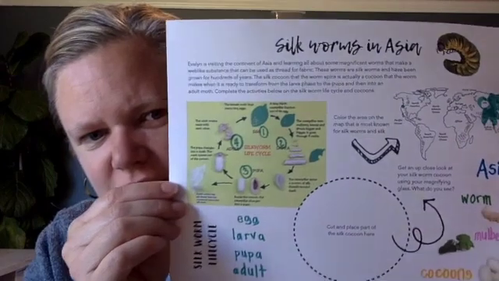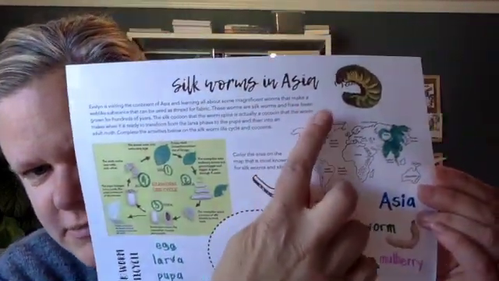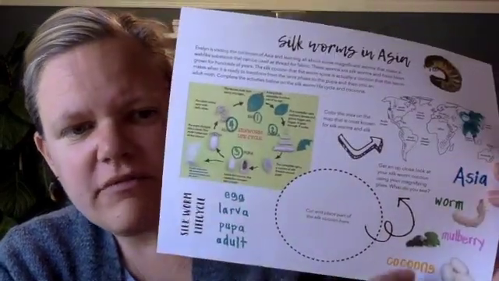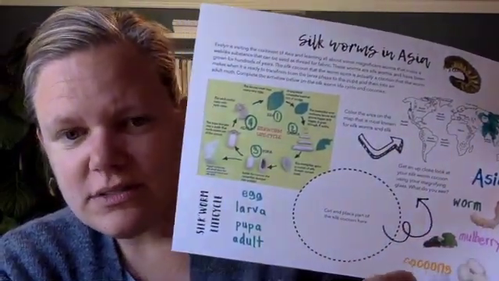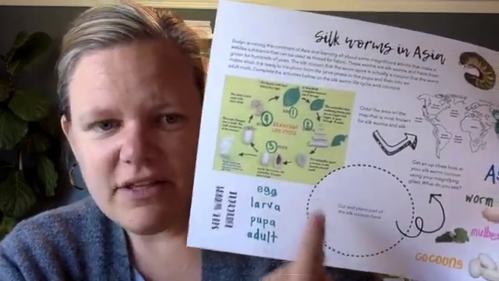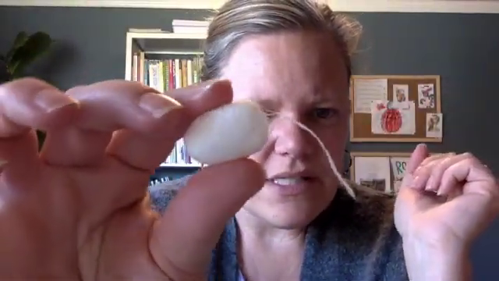Okay, so now you guys, we've gone ahead and done our Silkworms in Asia worksheet. And so we've gone over the life cycle. We've gone over some key important words that are associated with silkworms and silk moths. And then you've looked at your silkworm cocoon and really gotten to know some of the different qualities of it.